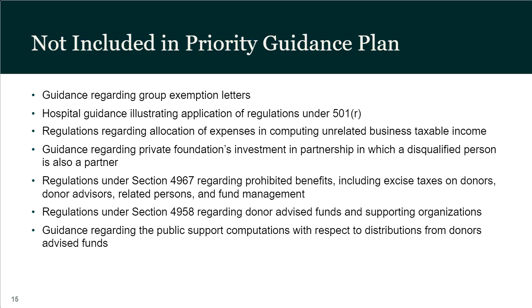I think now we have our next polling question, so I'll turn it over to Emily. All right. And this is, although it says our second polling question, our fourth and final. Which one of these priority plan guidance items did you hope would be addressed this year? And your options are A, DAFs, B, UBI expense allocation, C, group exemptions, or D, 501(r) hospital guidance.